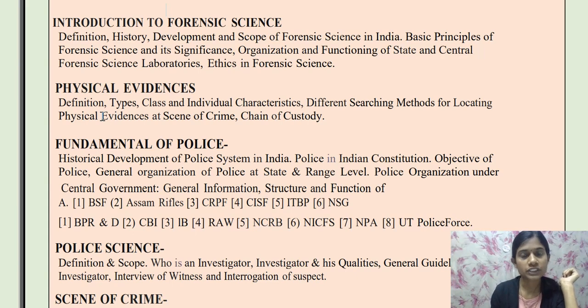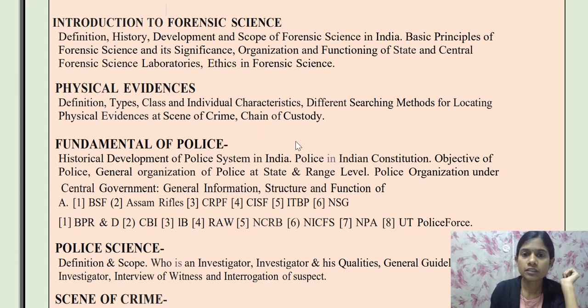A pen, blood stain, semen stain, paper evidence, wood, leaves: these all come under physical evidences. For investigation or forensic purposes, we divide their characteristics into class characteristics and individual characteristics. We will also discuss different types of physical evidences, for easy understanding, and how to search for physical evidence at the crime scene, the different searching methods for locating physical evidences at the scene of crime.